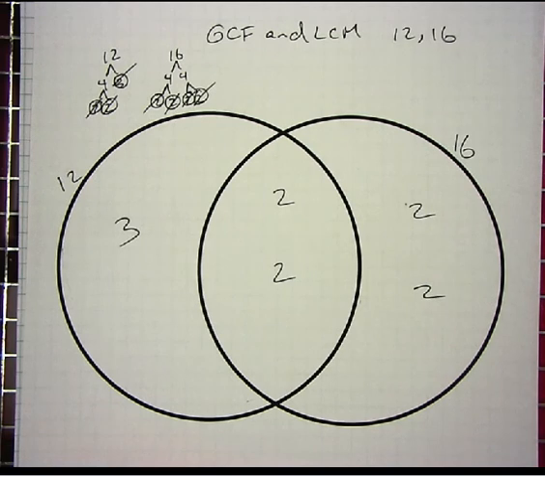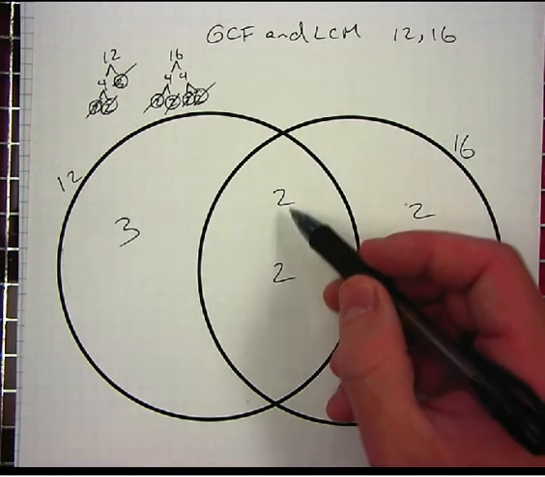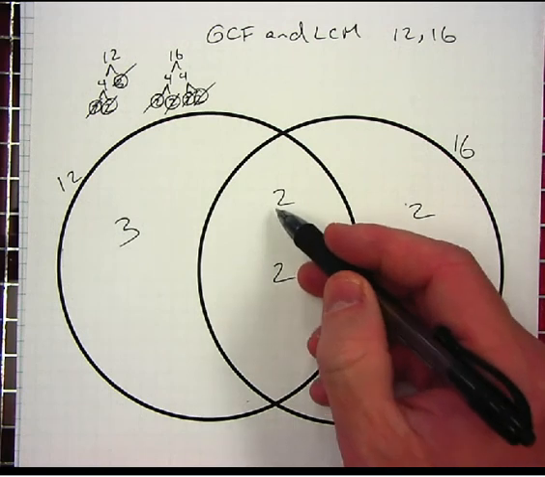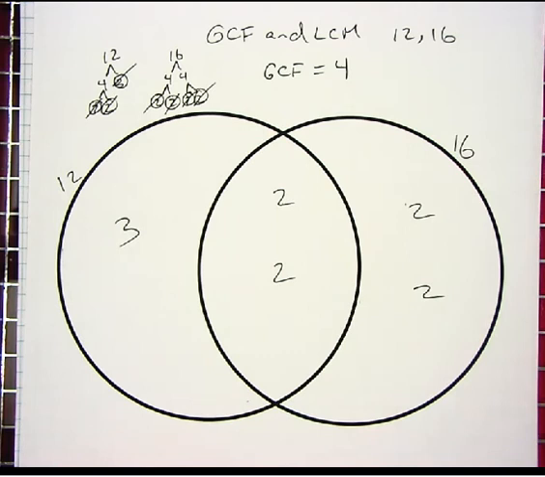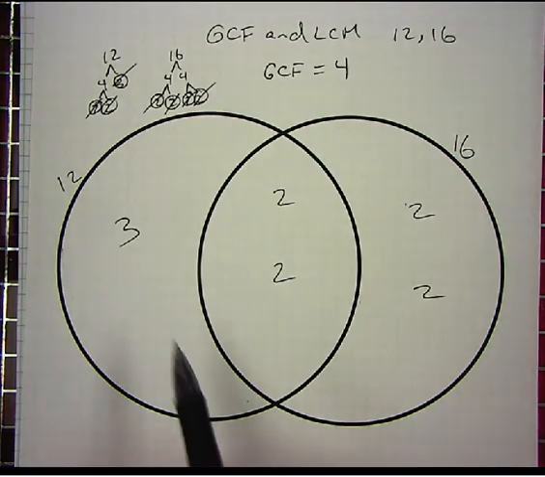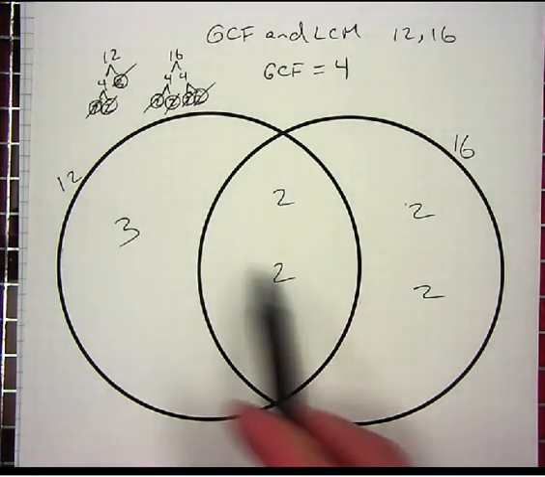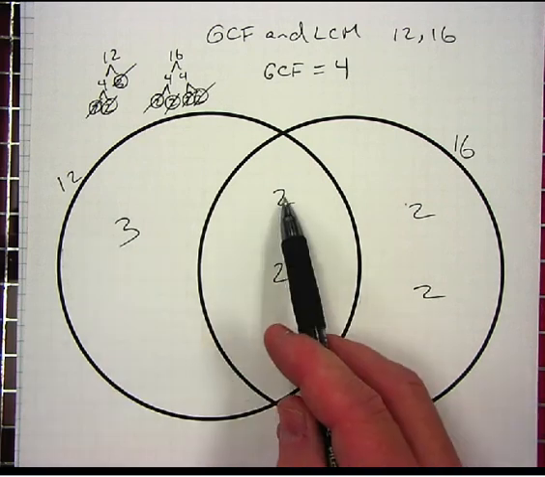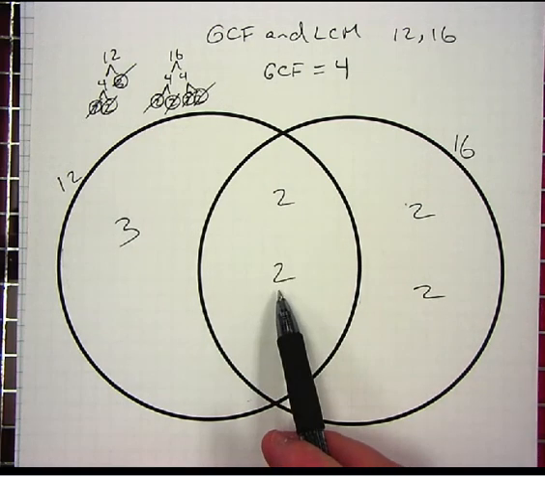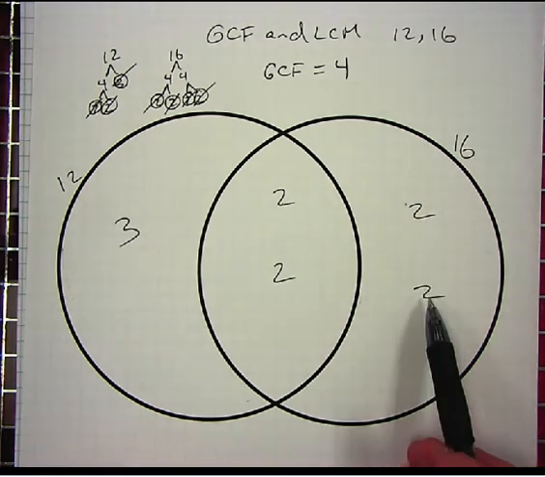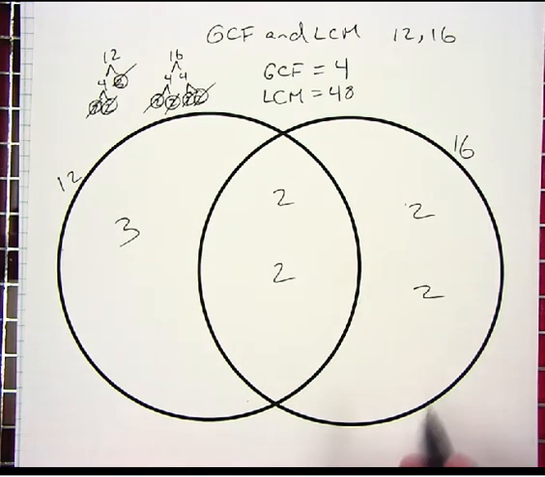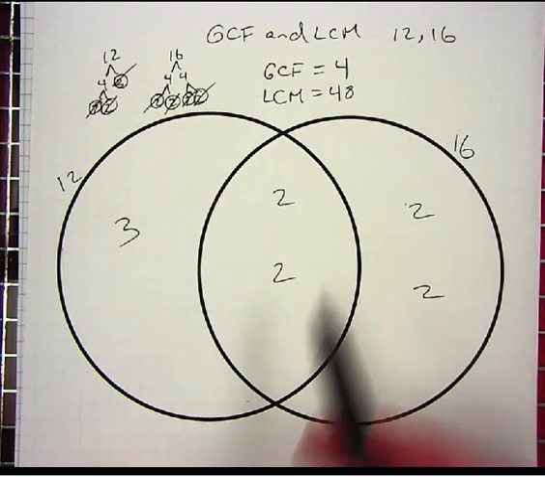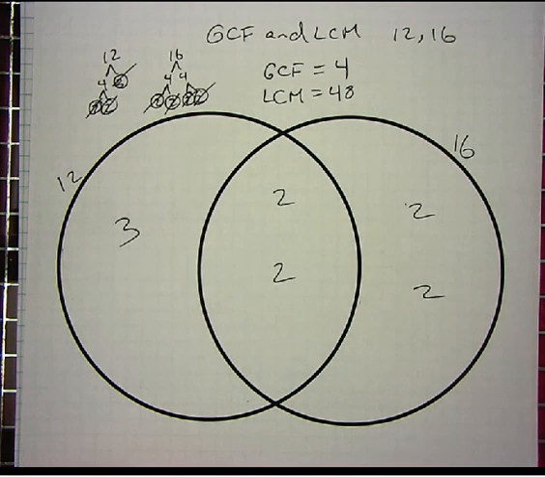Now the GCF will simply be the factors that are shared by both numbers multiplied together. So the GCF would be 2 times 2, or 4. The LCM, once I have all my prime factors placed correctly in my Venn diagram, will be all the prime factors multiplied together. So 3 times 2 is 6, times 2 is 12, times 2 is 24, times 2 more is 48. So LCM equals 48. So for 12 and 16, using this Venn diagram method, we found our greatest common factor is 4, and LCM, least common multiple, is 48.